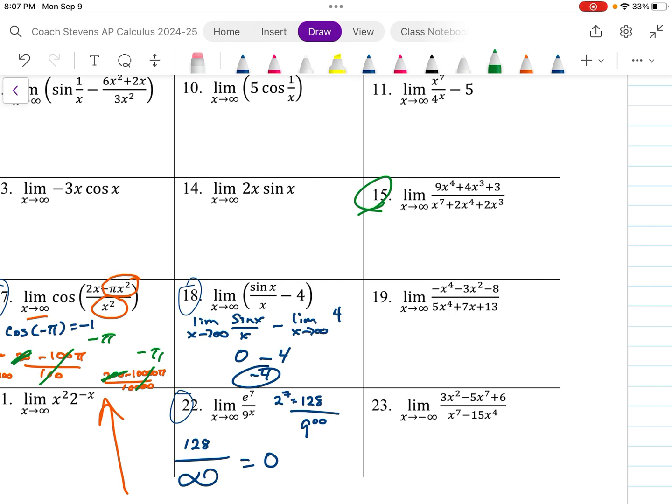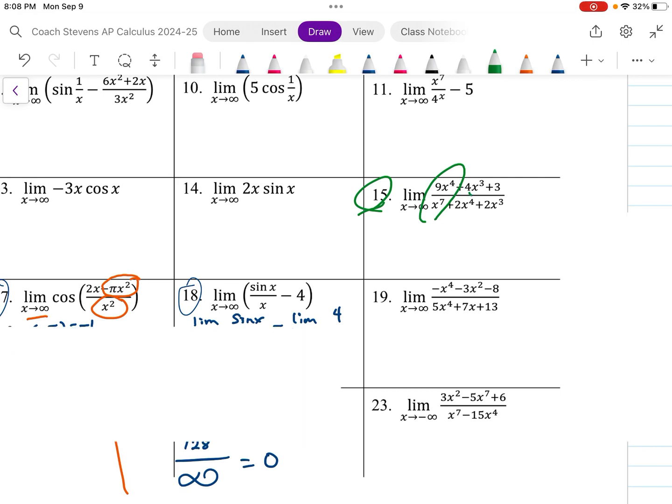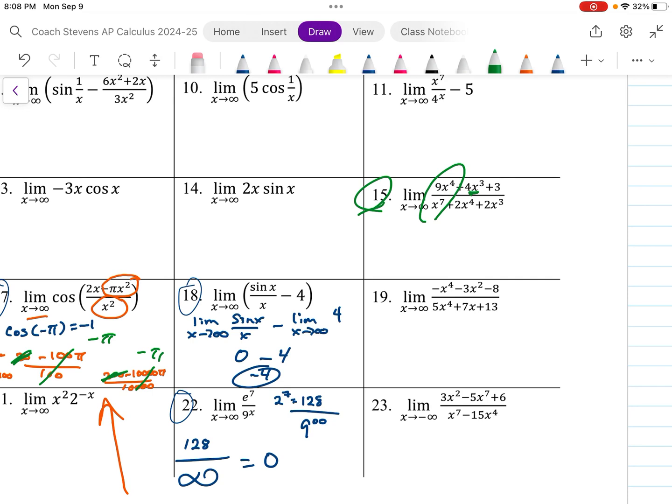What I'm noticing here is the degree, and I'm looking at how big the degree of the x to the fourth and the x to the seventh are. And really, in the grand scheme of things, the rest of the stuff isn't going to matter. x cubed is pretty high, but x to the fourth is going to grow faster than x cubed. So I'm going to ignore the rest of this.